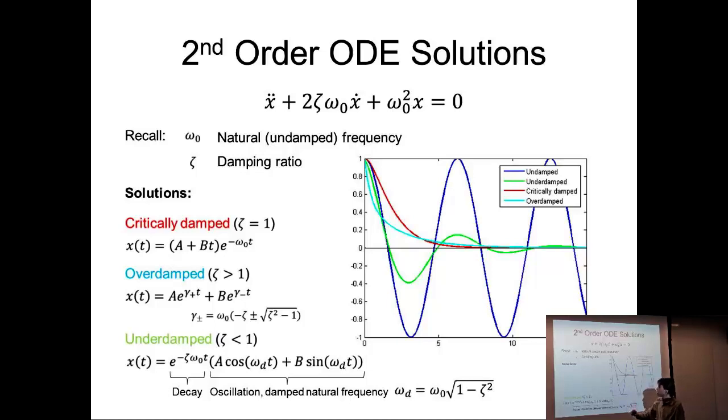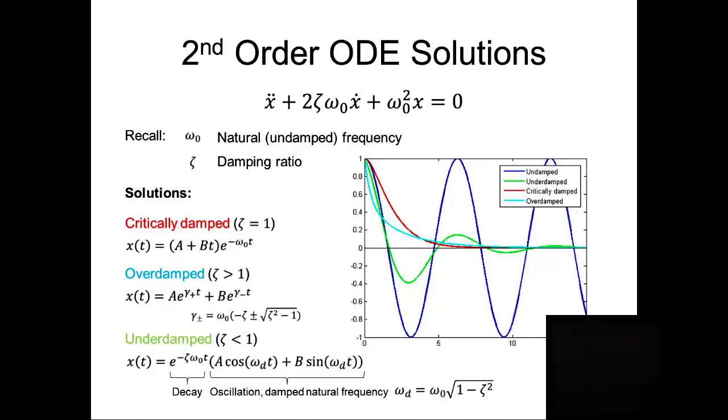The oscillation isn't the natural frequency. It's actually the damped natural frequency, which has this term like so. The next solution is overdamped. That's when your damping ratio is greater than 1. The picture, again, the mass is like in honey. Here, you have a very slow response to get to your solution.